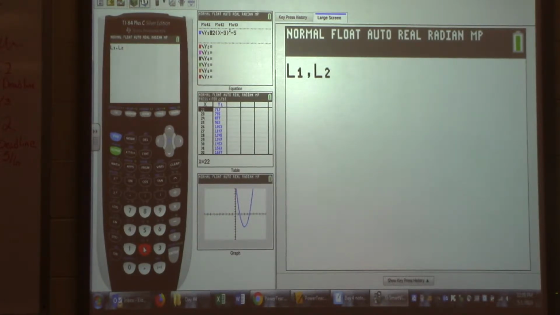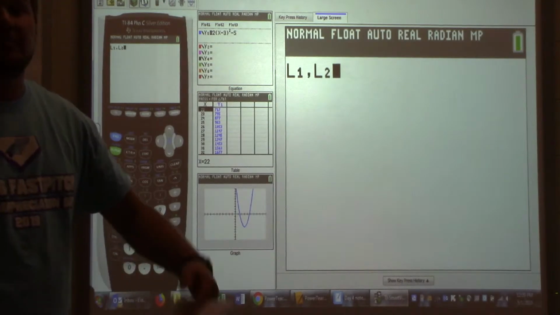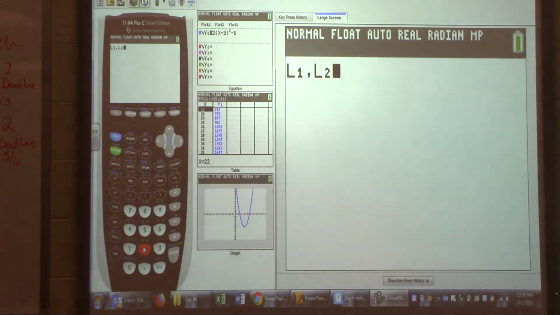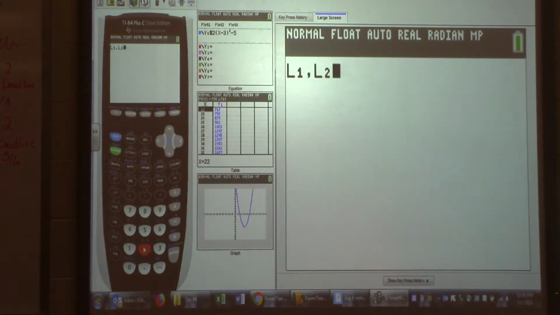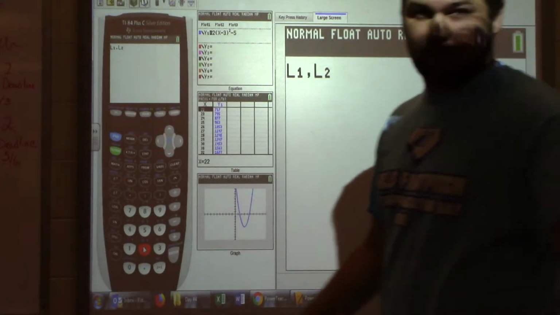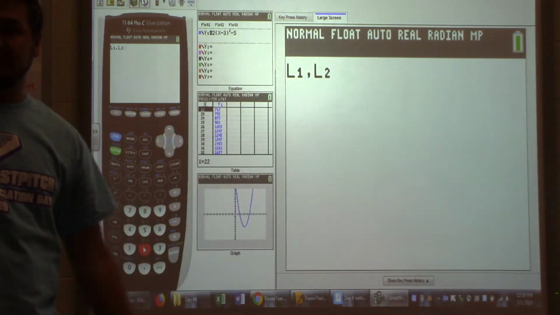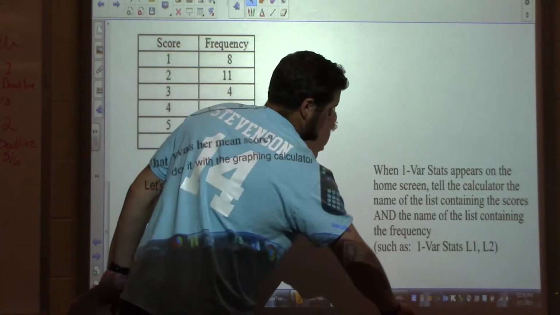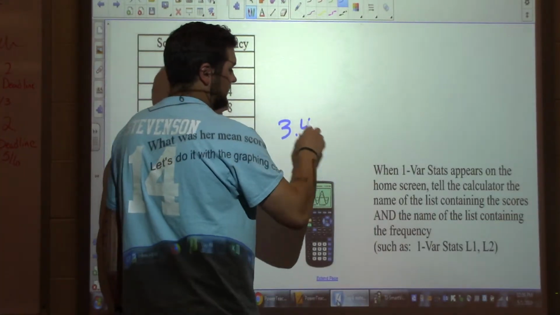Did everyone figure out how to put it in their calculator? We all got it? Okay, so you can figure out the mean of the frequency list by doing it in your calculator as well if you'd like. You should still get the same exact thing. x with a line over it is our mean. We all got 3.4 in our calculators as well, right? Good.